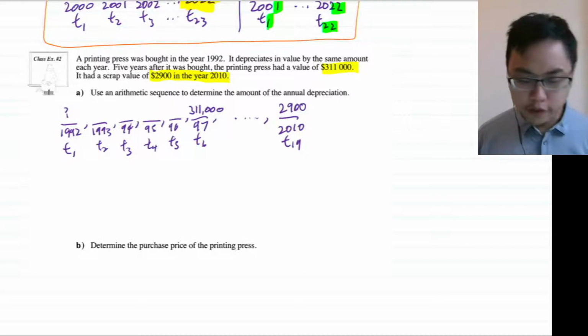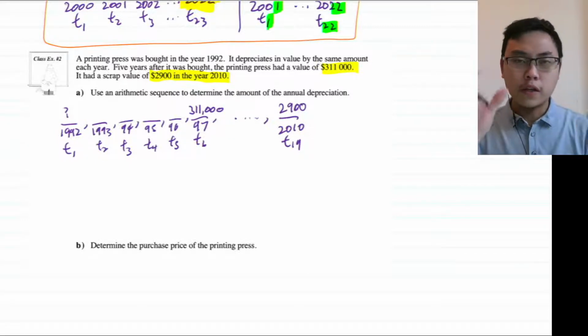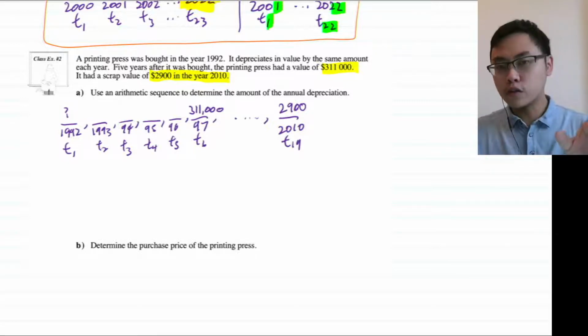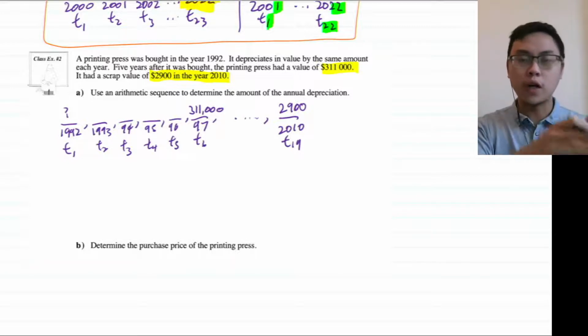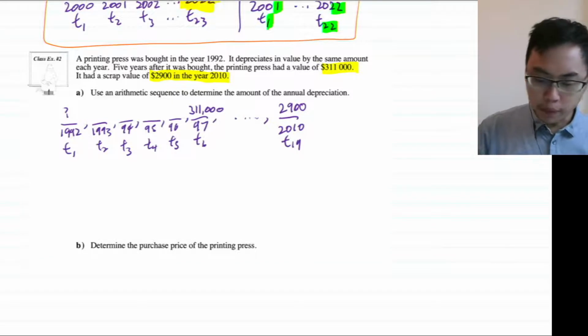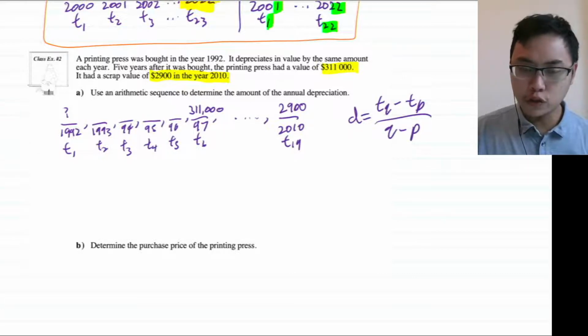Now, this sort of example is very similar to the arithmetic means one, where you're given one term in the middle and another term later, and you have to work out what the common difference is, and then you can work out what the first term is. So remember, for this type of question, the common difference is going to be TQ minus TP divided by Q minus P, where we have the later term minus the earlier term divided by the term numbers. 19 minus 6 in this case.